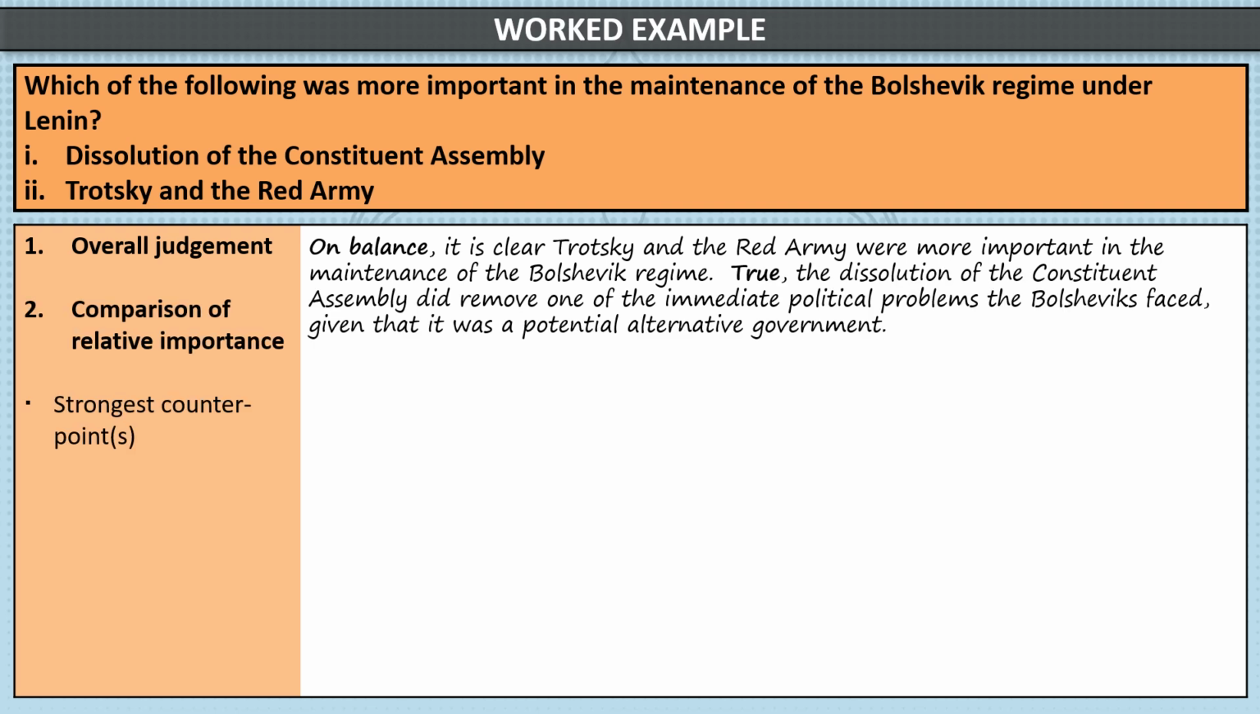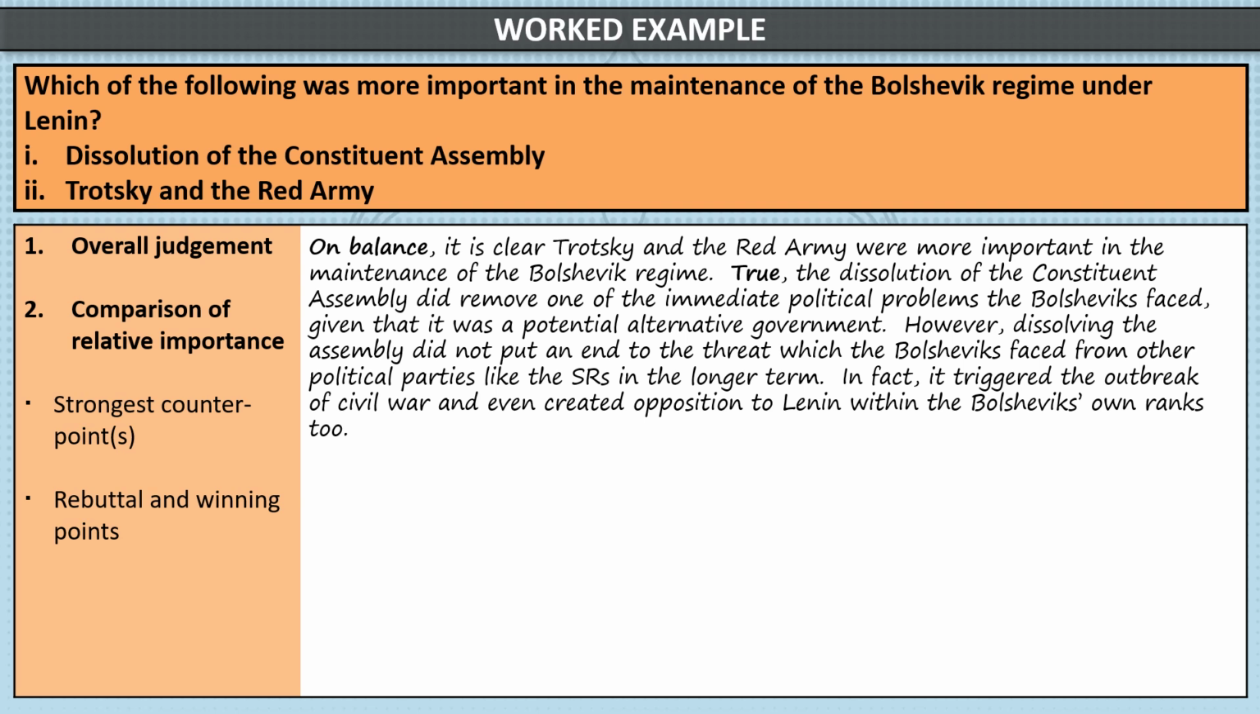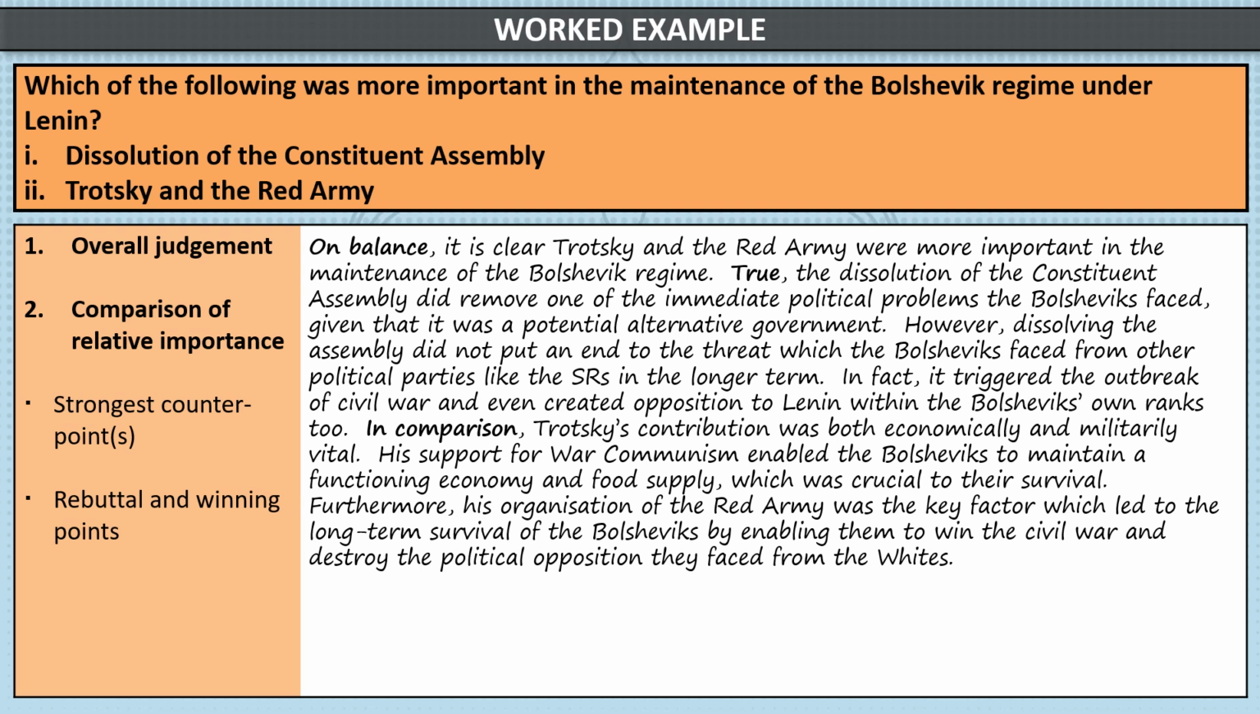We start our comparison of the two factors by presenting the strongest counterpoints against our decision. And we then provide our rebuttal. This means we point out the limitations of those counterpoints, saying why they are not convincing. We also provide our winning points for our decision. Notice all the way through this paragraph, my criteria are clear.